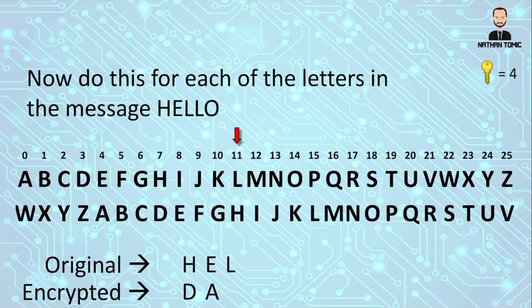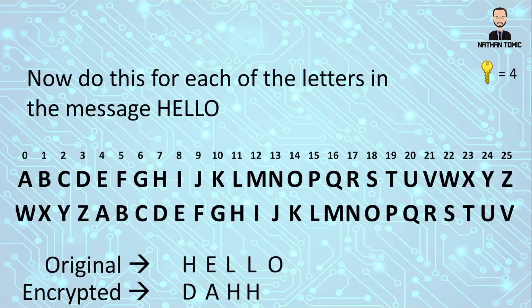Then we're going to look for the L. So looking at the top row, we see that that's in position 11. We look directly below it and see that that's actually represented by the H. So the encrypted version of L is a H. Now we've got a second L, so we don't have to look anywhere different. We already know that that's going to be represented by a H.